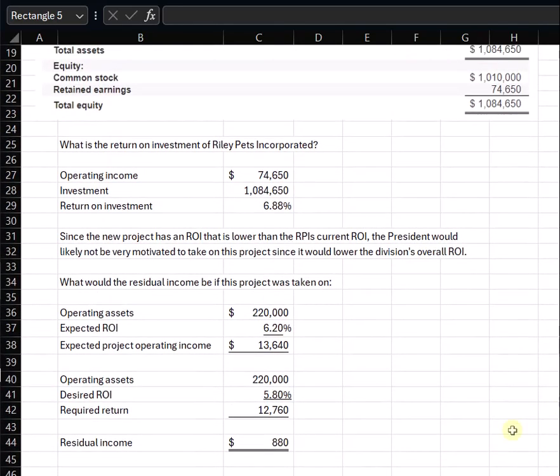Now if we take the difference, we're able to calculate the residual income. Residual income is 880, which is the 13,640 that this project is expected to return, compared to the minimal level, the required rate of return, you can call it what you like, that the corporate wants. Does it make sense to take this project on? Yes, it will increase the wealth of the organization by $880.